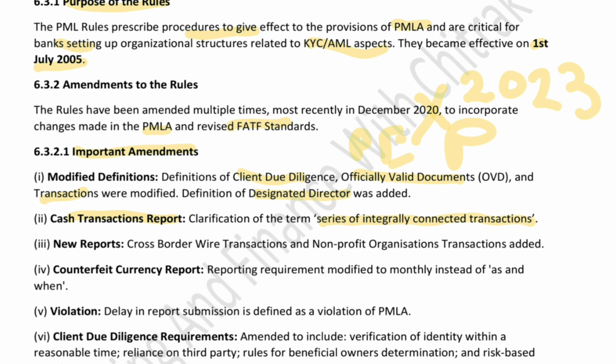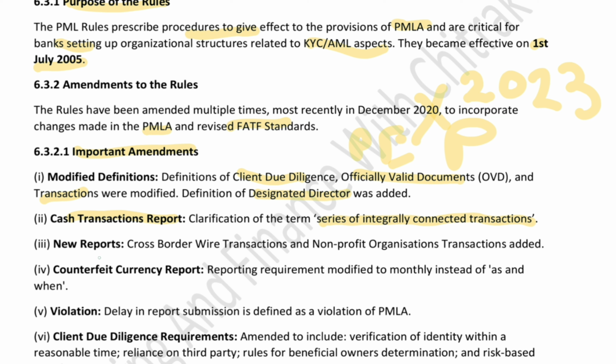So, how to understand if a series of transactions is integrally connected? Now, you can understand if the series of transactions are connected by first noticing if the individual transactions are valued below rupees 10 lakh, and if the series is taking place within a single calendar month, and if the total of all the transactions in the series exceeds rupees 10 lakh. If all of these three conditions are met, then you will know that the transactions are integrally connected.